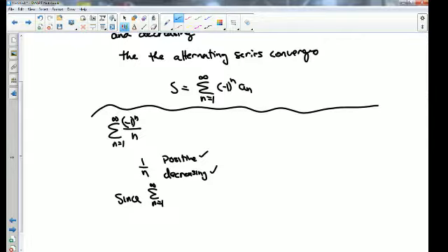So if you wanted to try to use the integral test here, you'd have an integral of -1 to the x over x. You know how to solve that. First of all, is this continuous? Well, it's greater than 1, so we don't have to worry about 0.